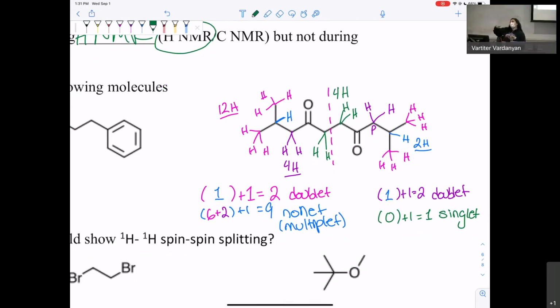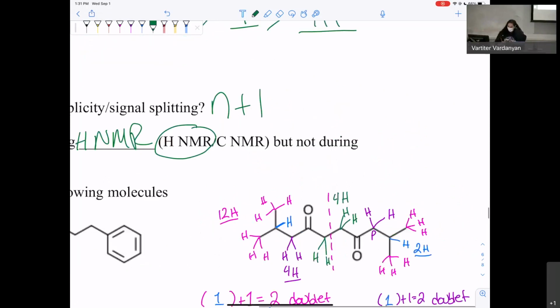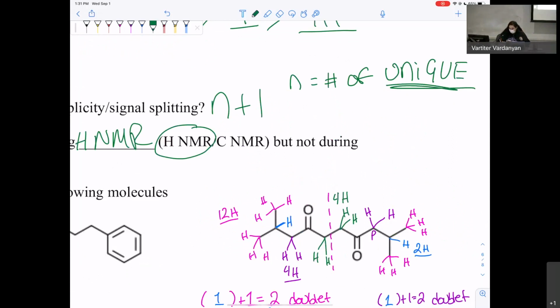I'm so glad you said that. Okay. So n plus 1, n equals what? Number of unique neighbors. Exactly. So green cannot split green because it's not unique. It's exactly the same. That was a wonderful question. Anyone else?